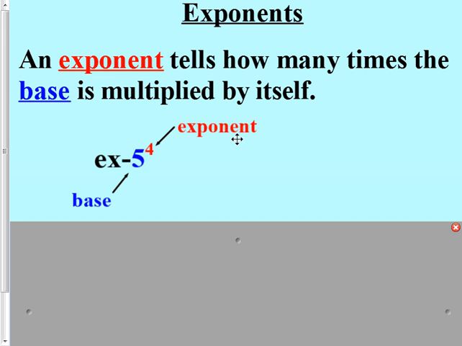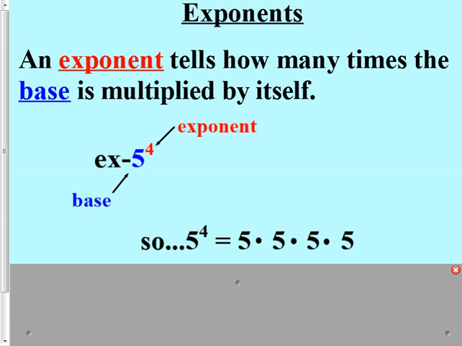So in this example, 5 is our base and 4 is our exponent. So the exponent 4 tells us that the base 5 needs to be multiplied by itself 4 times. So what that means is 5 to the 4th power, and that's how we would read this. 5 to the 4th power means 5 times 5 times 5 times 5. We multiplied 5 by itself 4 times. We used it 4 times as a factor.